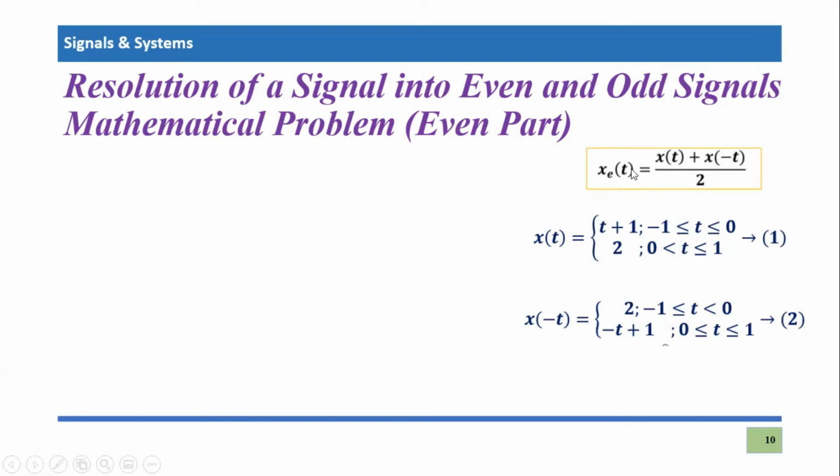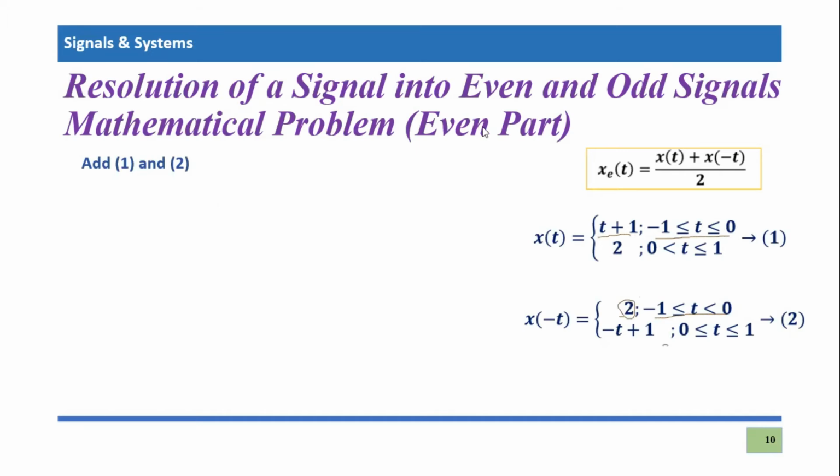So x of et is this. This is the main formula of x of et. We need x of t. So x of t is the given original signal, x of minus t we have already calculated, and now we need to add them up. Before we add, we need to be very careful about intervals. The very first interval that we are going to use is from -1 to 0. From -1 to 0, the value of the x of t signal is t plus 1, while for x of minus t the value of the signal is 2, right? So t plus 1 will be added with 2.